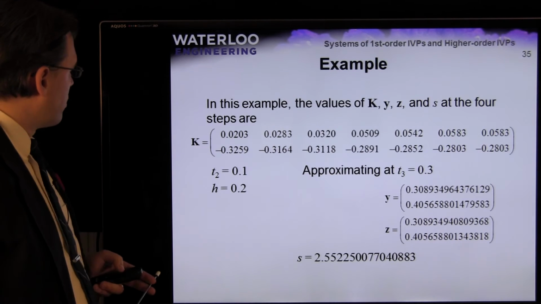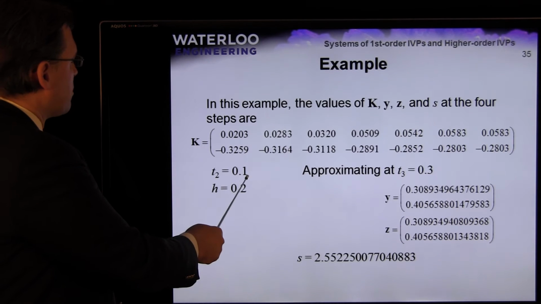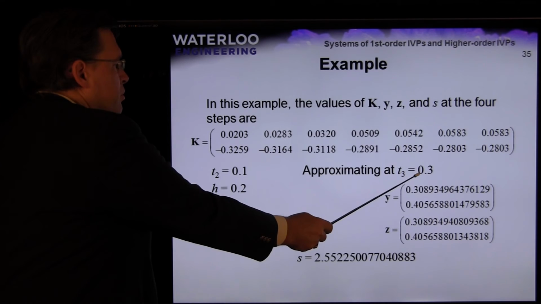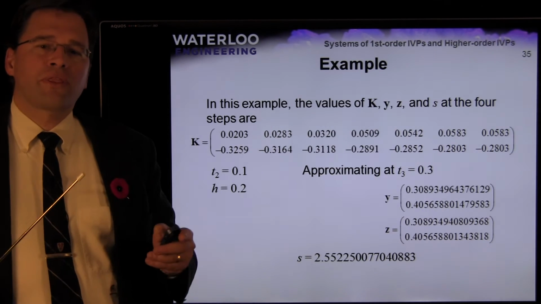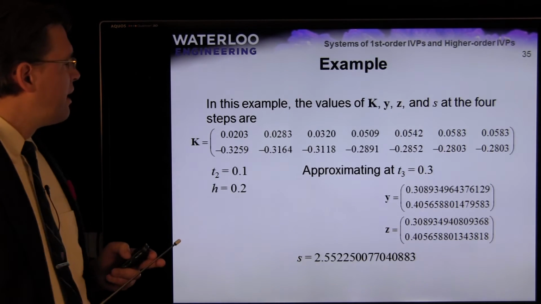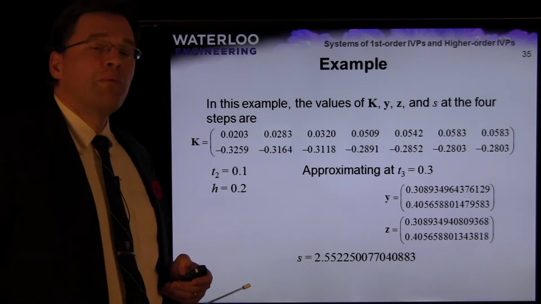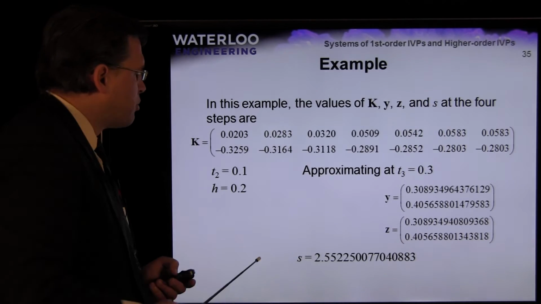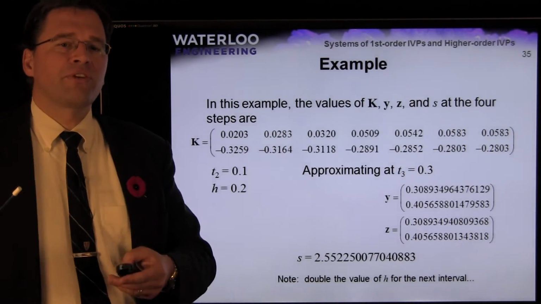All right, second interval. We want to calculate, so t2 is equal to 0.1, h is equal to 0.2, therefore we're going to be approximating the result at t equal to 0.3. Here's our matrix of slopes. Here we have our two approximate values. When we consider the difference, when we calculate s, we get a value of 2.55 and change. So once again, we should double the value of h for the next interval.